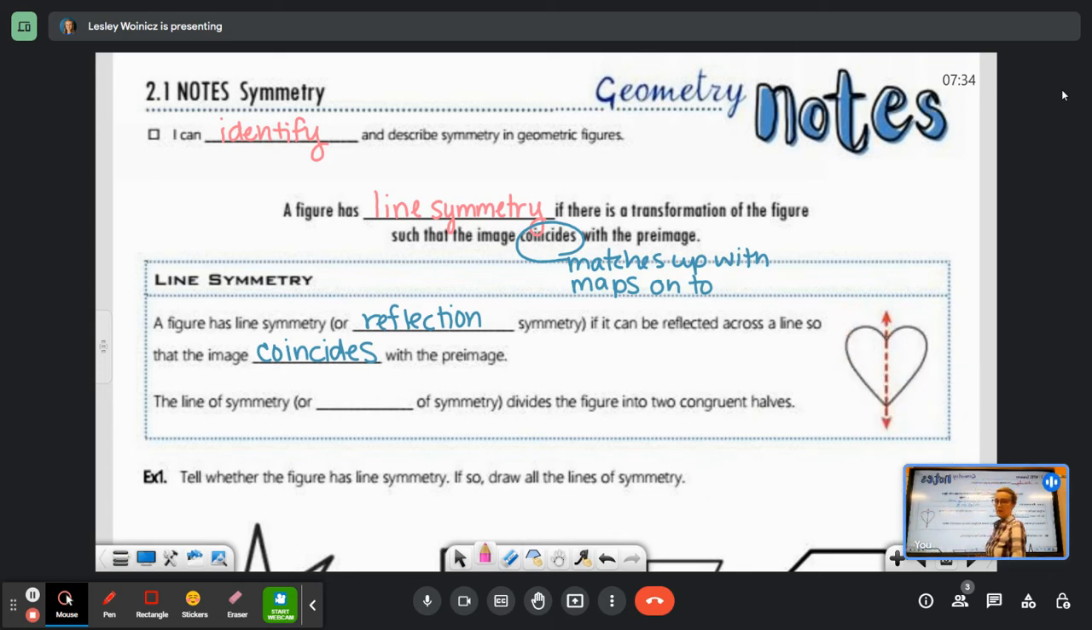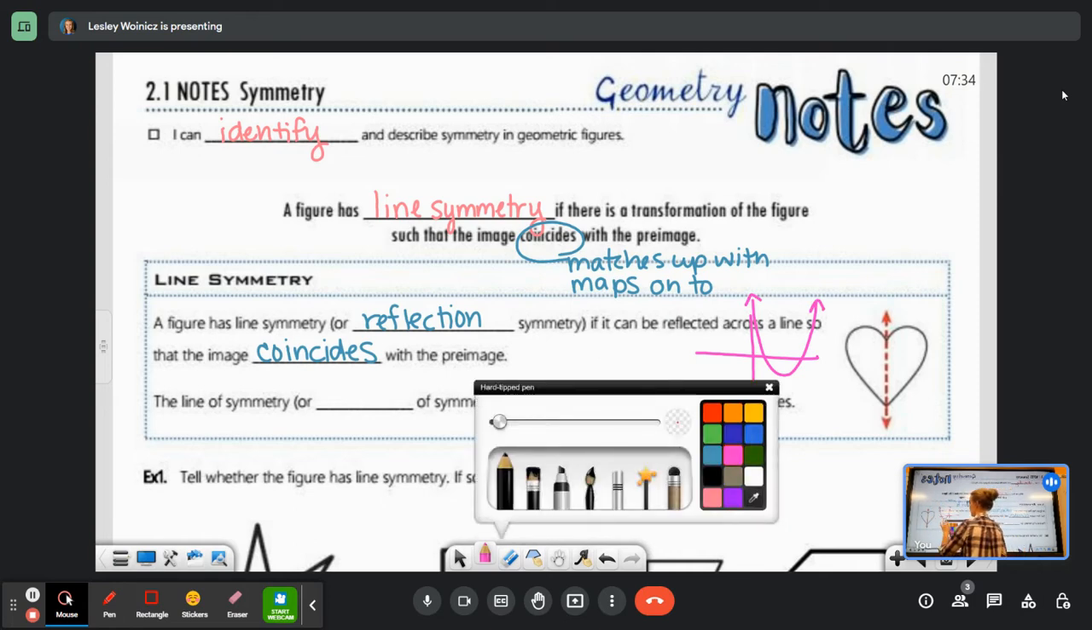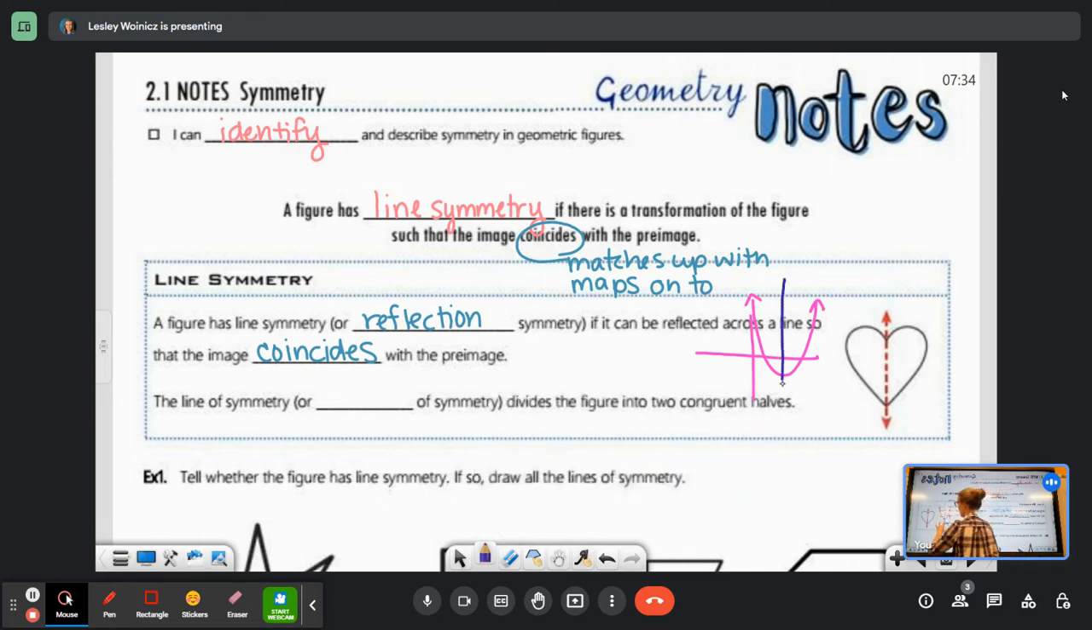You might remember from Algebra 1 when we were graphing parabolas, we would talk about an axis of symmetry. That was the line that intersected the parabola at its vertex, and it chopped it in half. It's the same thing, so you should be very familiar with this type of symmetry. The line of symmetry, or axis of symmetry, divides the figure into two congruent halves.